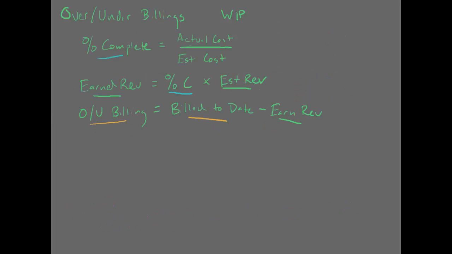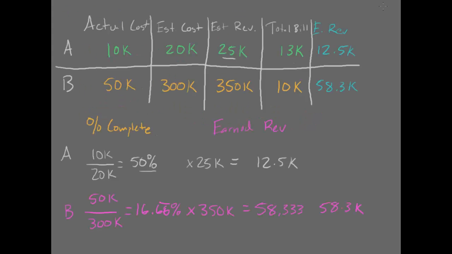Our last step, if we go back to the first slide, is what is our actual over-under billing? Our over-under billing here is equal to our billed to date minus our earned revenue. Here's our total billed to date, here's our earned revenue, so we should just be able to subtract the two and find our over-under billing. 13,000 minus 12.5 equals 0.5K. And 10,000 minus 58.3 leaves us with negative 48.3K.